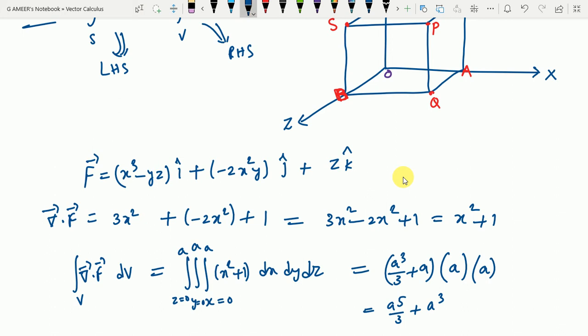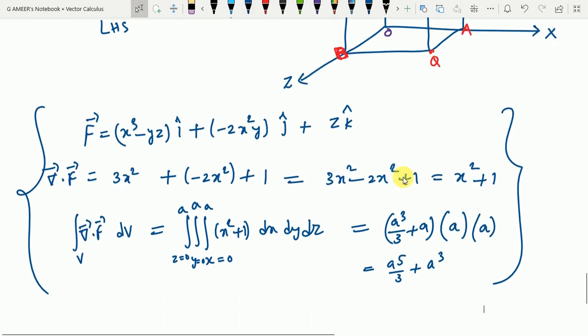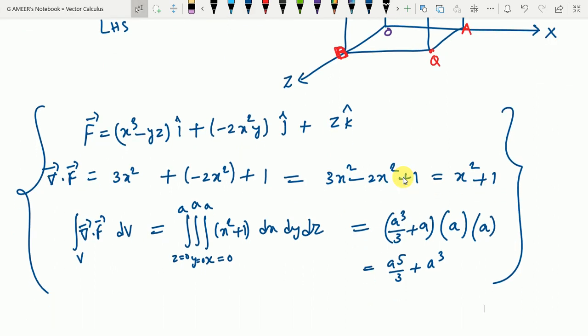We need to prove LHS is also the same. So this is the part of RHS. Then we need to prove LHS is also the same answer. So for that purpose, I need to calculate for each and every corner. Okay, fine. Let us take a cube as it is required for us.